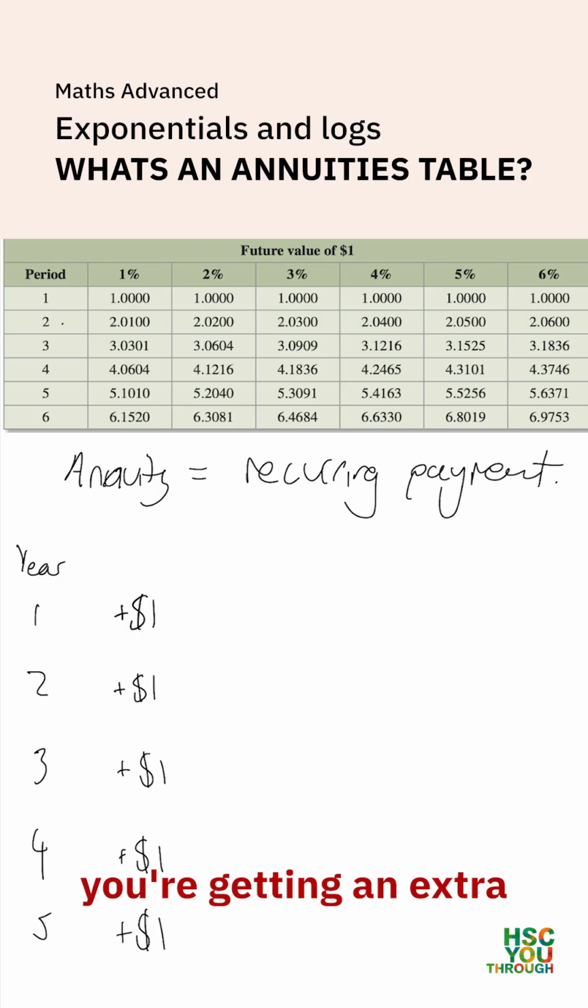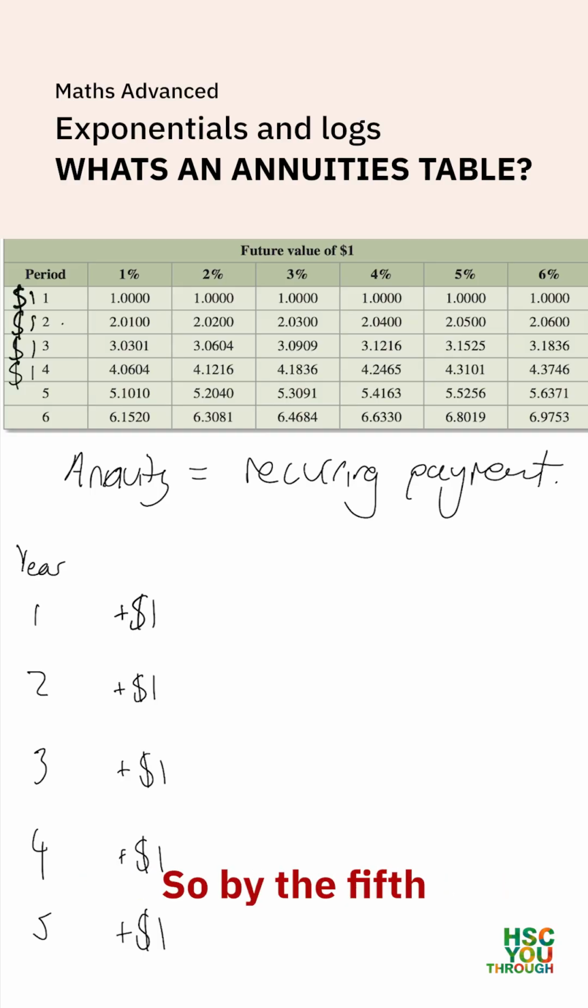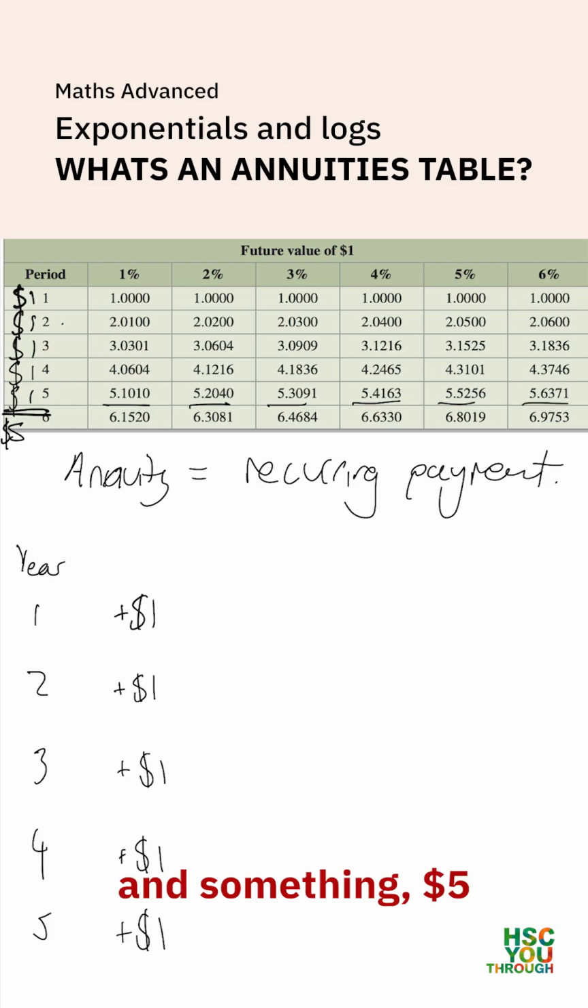Each period, you're getting an extra dollar being inserted into the account. So by the 5th period here, I have in total $5. And that's the critical thing. And you can see that the table is telling me by the 5th year, all of the amounts I'm getting across that row, they're $5 and something. They're $5 and a bit of interest.